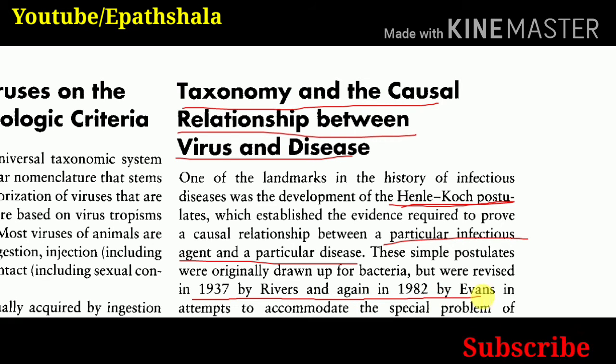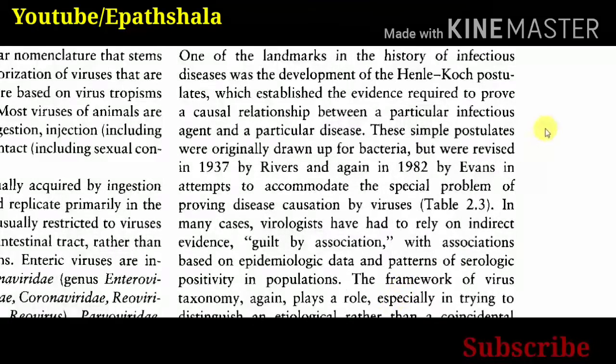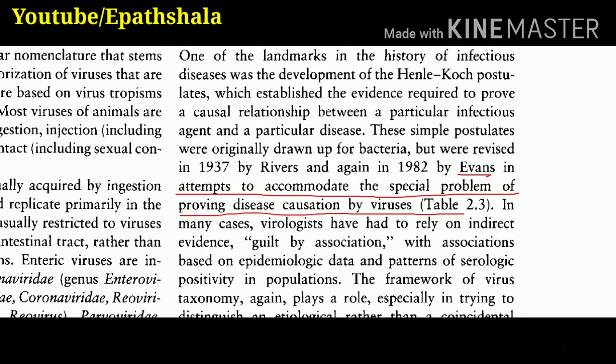These simple postulates were originally drawn up for bacteria but were revised in 1937 by Rivers and again in 1982 by Evans, in attempts to accommodate the special problem of proving disease causation by viruses. You will find this in Table 2.3.